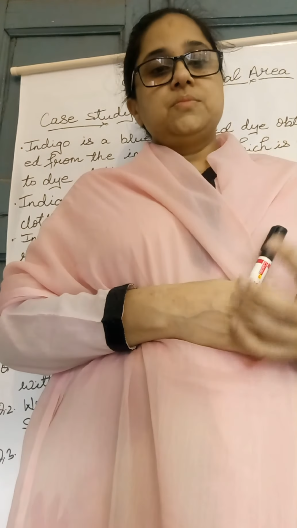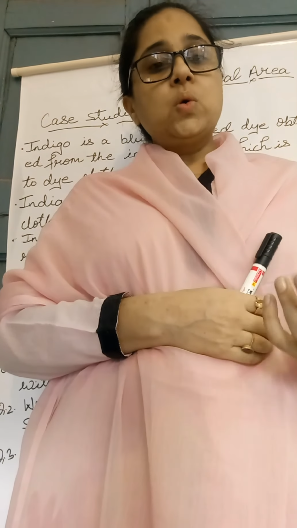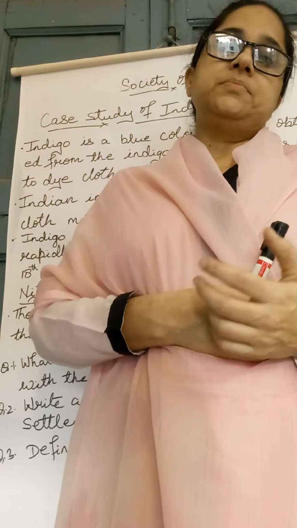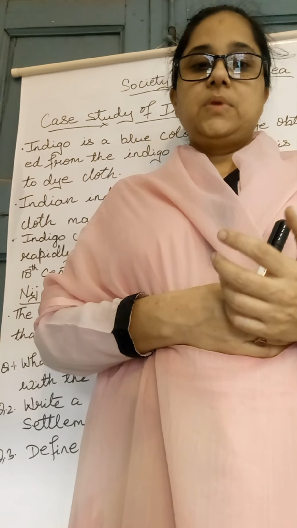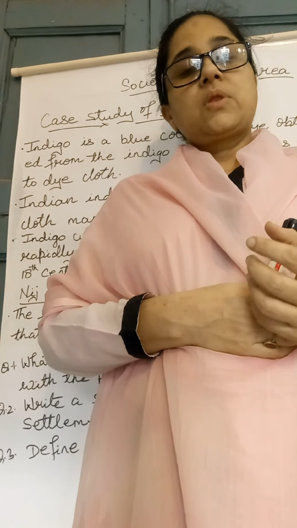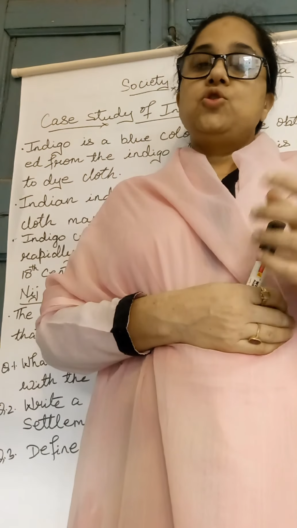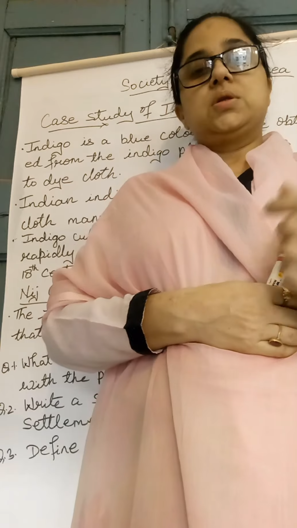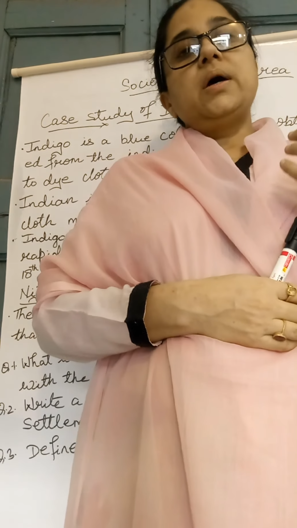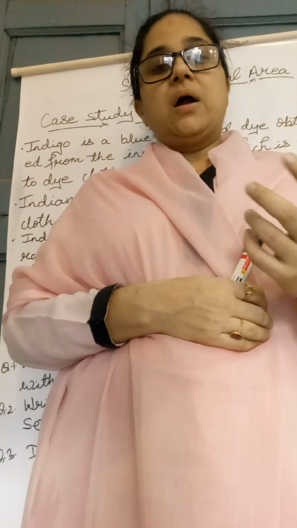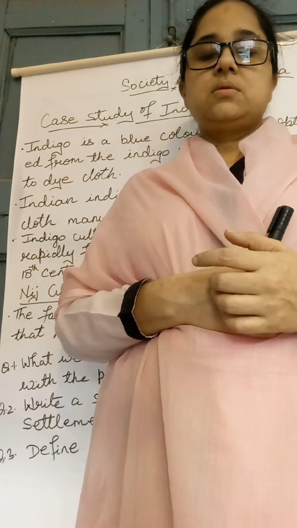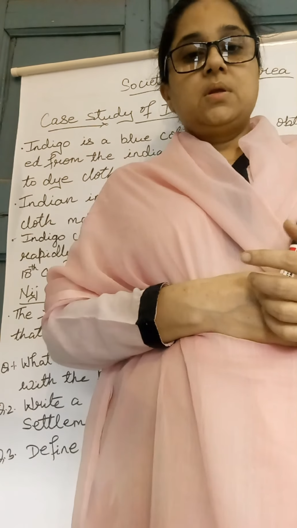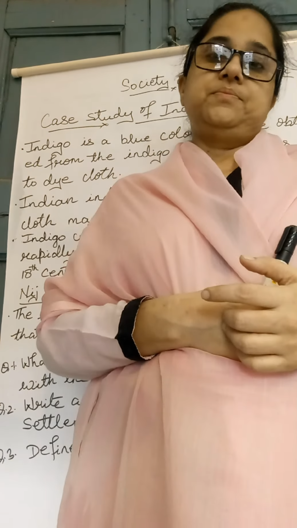Indigo is a blue colored dye obtained from the indigo plant, which is used to dye cloth. The indigo plant grows mainly in the tropics area.